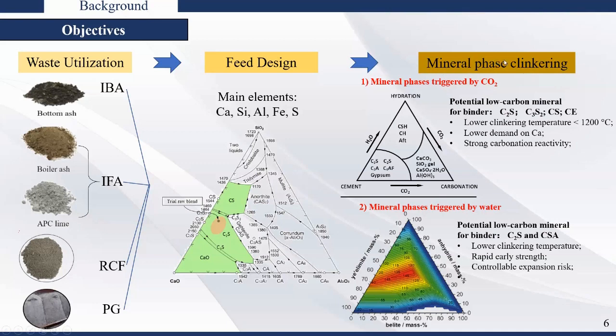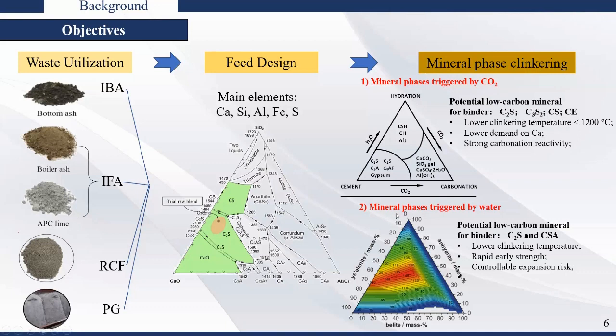Then we do the mineral phase clinkering. We categorize our products into two categories. First of all, mineral phases that can be triggered by CO2. My candidates include C2S, C3S2, CS, and CE. CE stands for chloroelastadite. Those are the mineral phases that can be synthesized at less than 1,200 degrees C. They have lower demand on calcium and strong carbonation reactivity. So we meet the criteria, the targets we set for ourselves before.